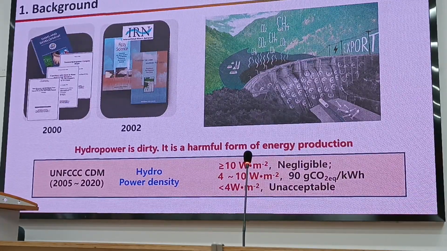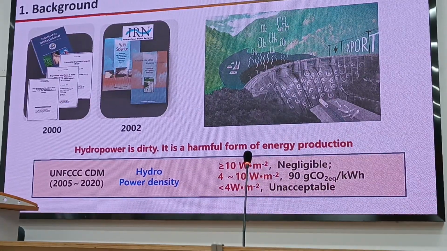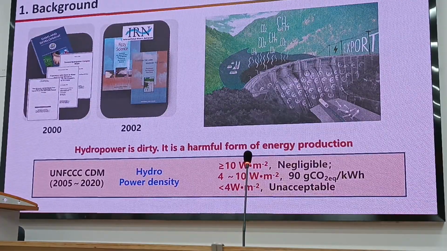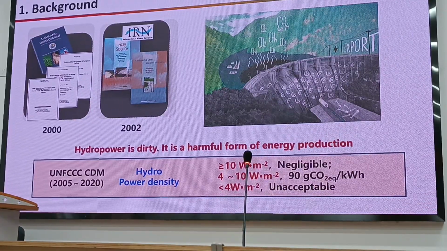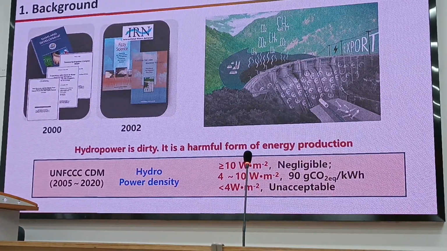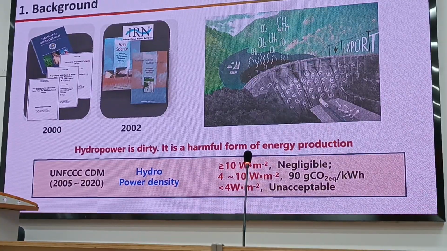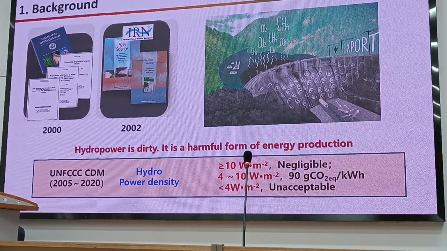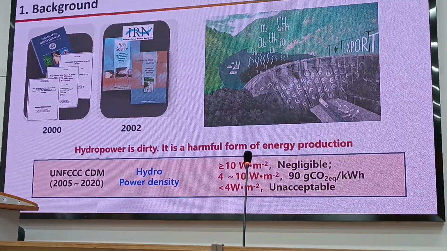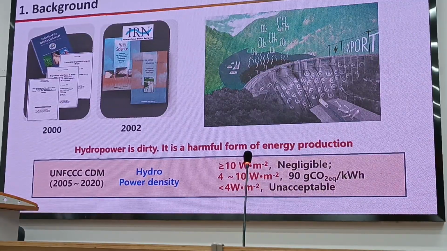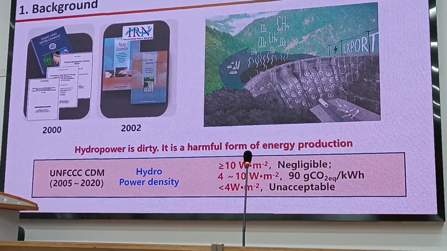So does anybody know the hydropower density of the Three Gorges? The Three Gorges Dam's hydropower density is 25.6. Wow, it's higher than 10. So it's acceptable. Yeah, it's acceptable. But they have some other issues, which I will talk about a little bit later, for instance fish and some other things.